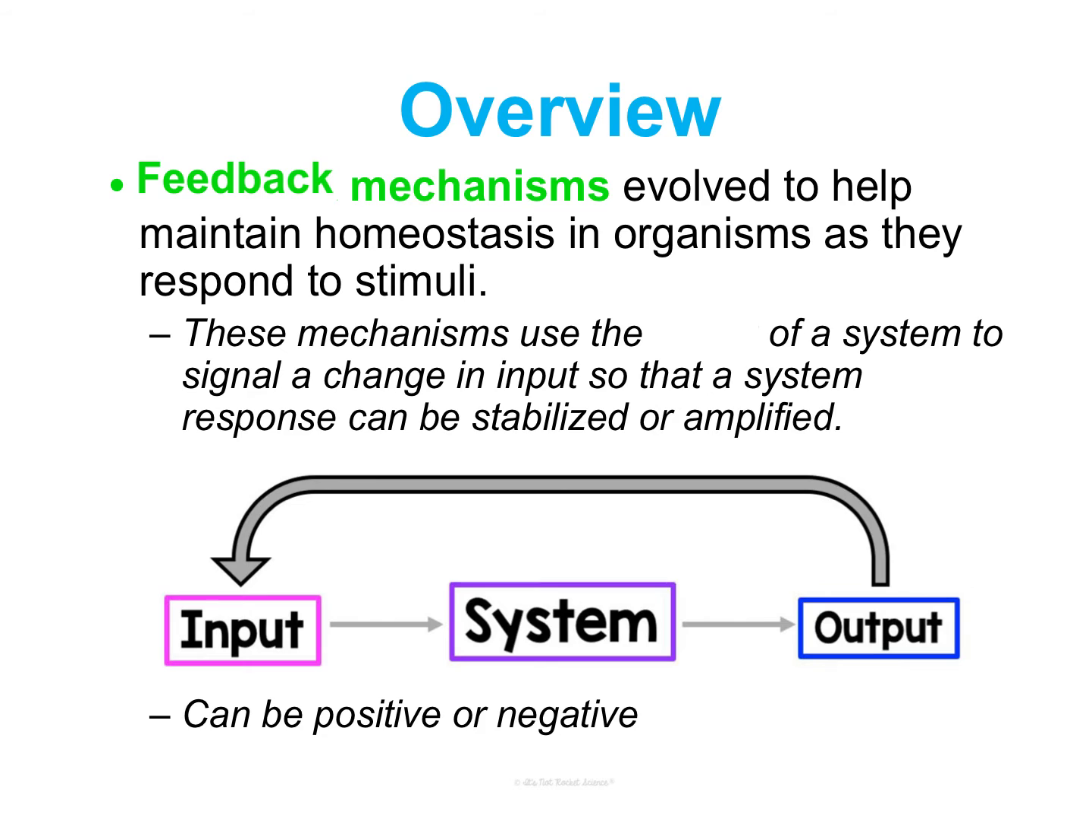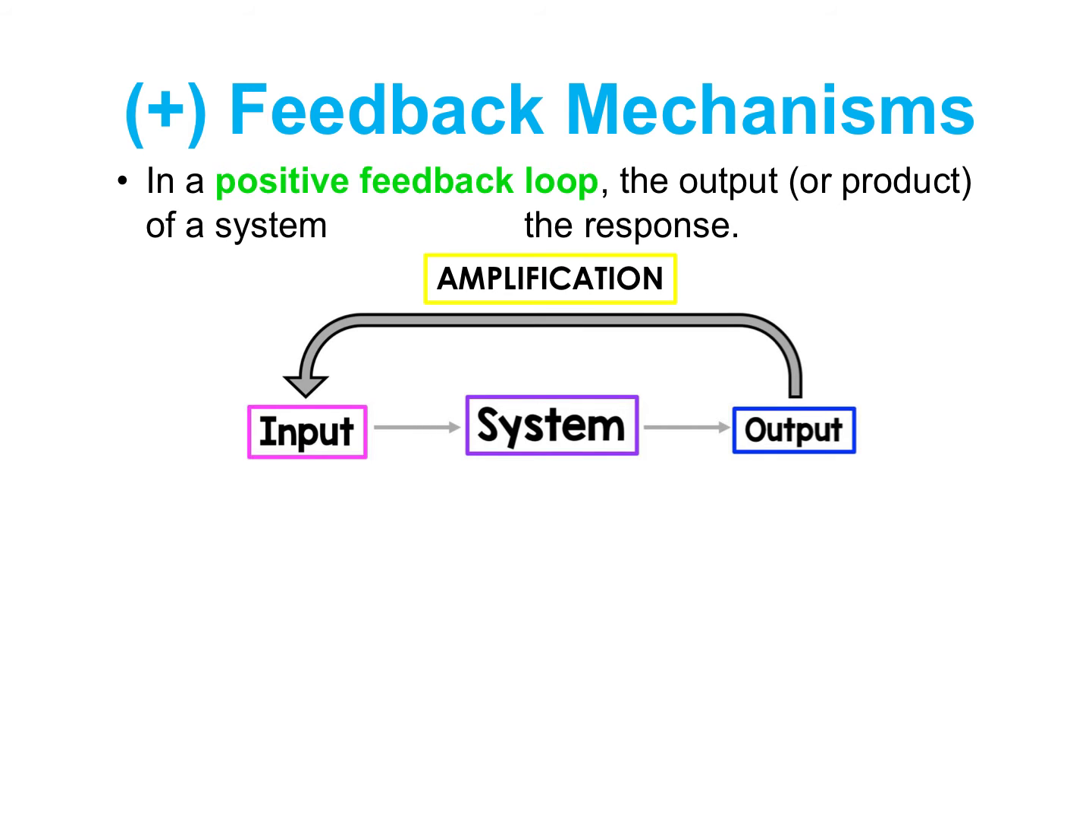There's a variety of different ones of these, but the mechanisms use the output of a system to signal a change in input so that a system can be either stabilized or amplified. So these are really the two things that we're going to look at. Are we going to stay the same, or are we going to do more of something? We will always have our input, then something in the system happening with our output. And they can either be positive interactions or negative ones. First we're going to look at an example of a positive feedback mechanism.